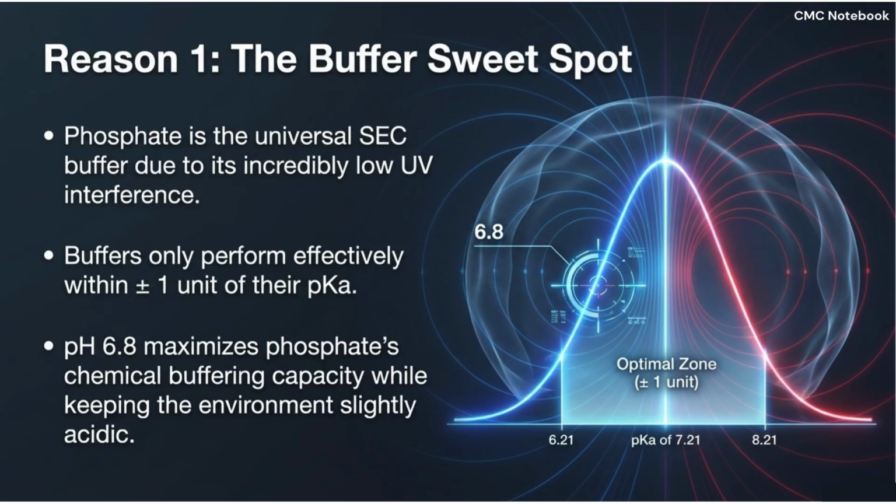First, we use phosphate buffers because they have incredibly low UV interference. However, buffers only work effectively within 1 unit of their pK, and phosphate's pK is 7.21. A pH of 6.8 maximizes that buffering capacity while keeping the environment safely on the slightly acidic side.